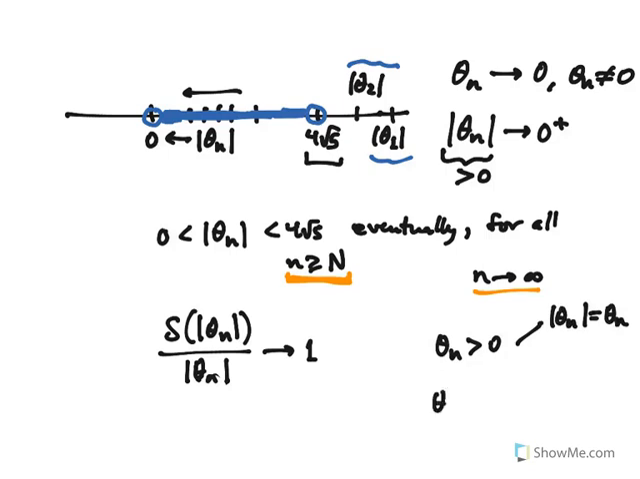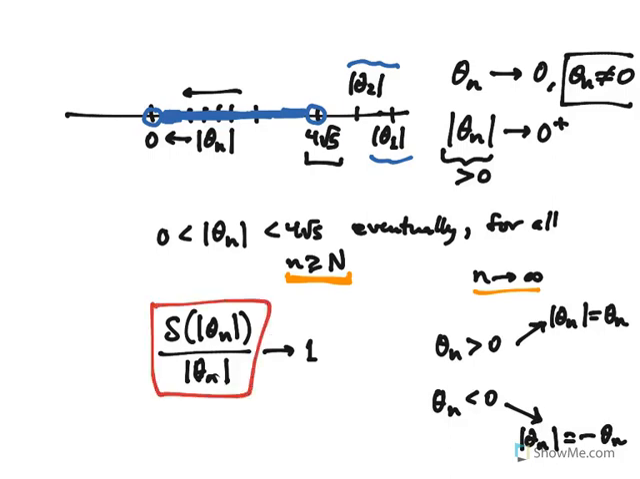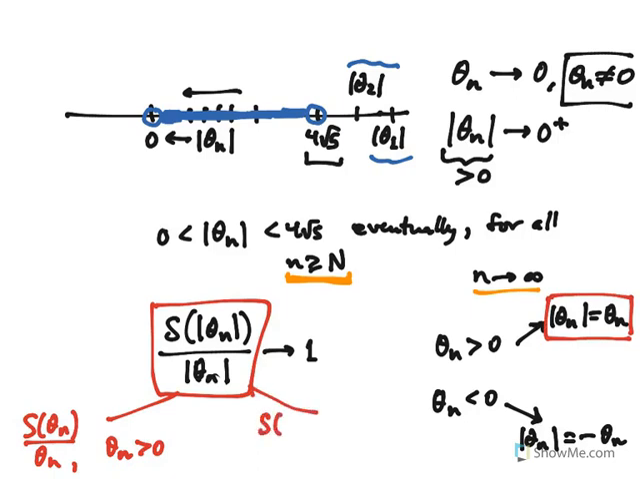But if theta n is negative, remember, none of the theta n's is equal to 0. So every one of them is either positive or negative. In the negative case, the absolute value of theta n is just minus theta n. So this quantity here, what does it become in that case? It's either just this directly when theta n is positive, because you can just literally drop the absolute value sign according to this. Or, in the case when theta n is negative, it would be this, according to this identity here. So this is the case when theta n is negative.